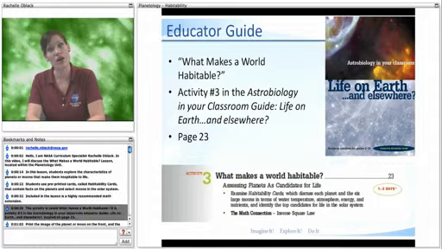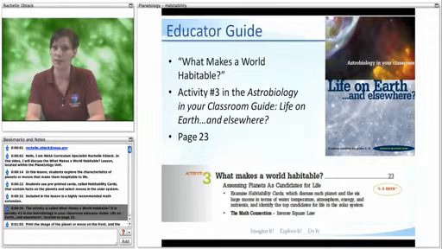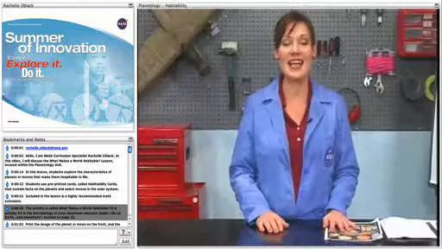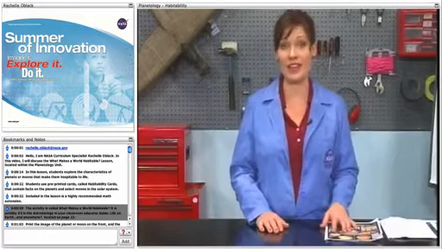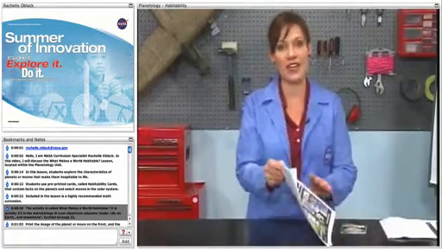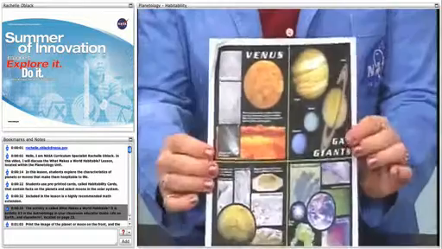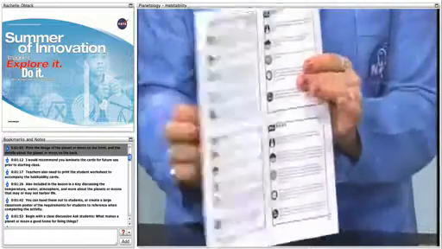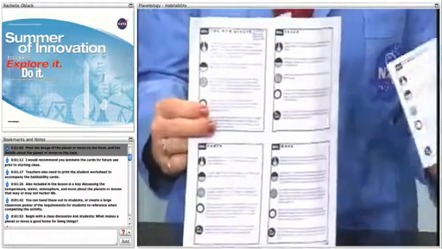The activity is called What Makes a World Habitable? It is activity number 3 in the Astrobiology in Your Classroom Educator Guide, Life on Earth and Elsewhere, located on page 23. Teachers need to prepare the cards for the class ahead of time. Print the habitability cards on heavy cardstock paper. Print the image of the planet or moon on the front and the details about the planet or moon on the back.